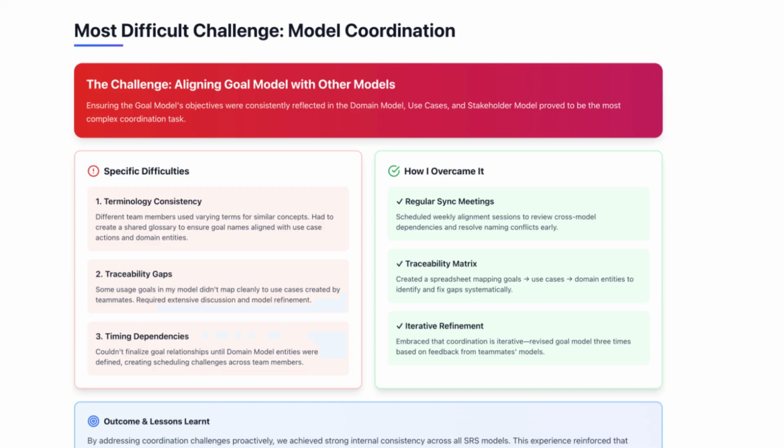The most difficult part was coordinating my goal model with other models. Challenges were different terminology requiring a shared glossary, goals not mapping to use cases cleanly, and timing dependencies with the domain model. The solutions were weekly alignment sessions and a traceability matrix mapping goals to use case entities, and embracing iteration. I revised three times. System analysis is collaborative. No model exists solely on its own.